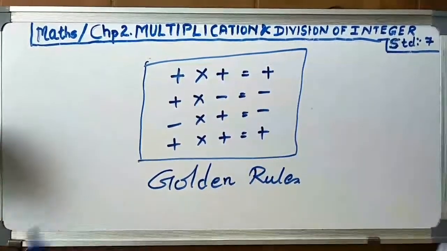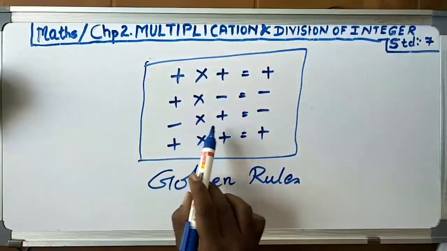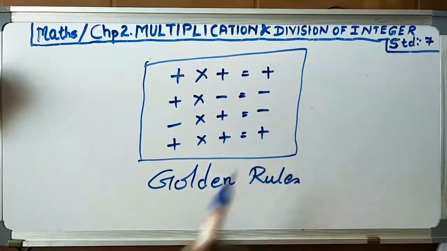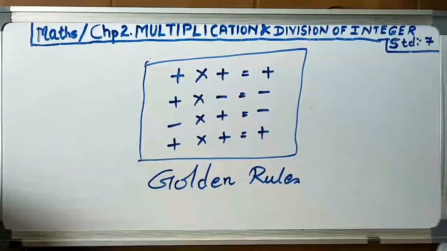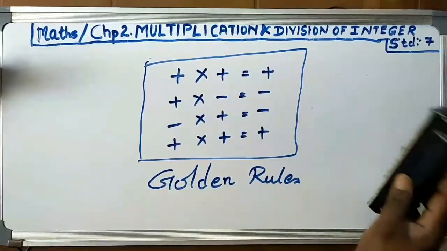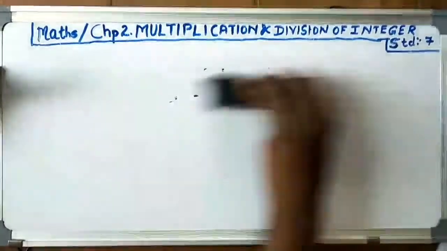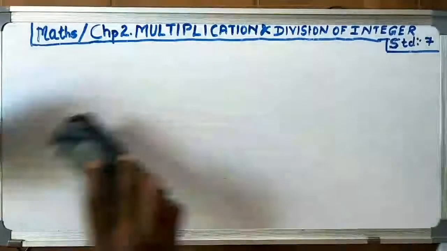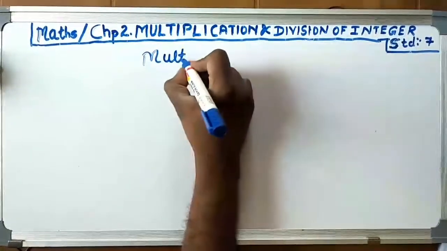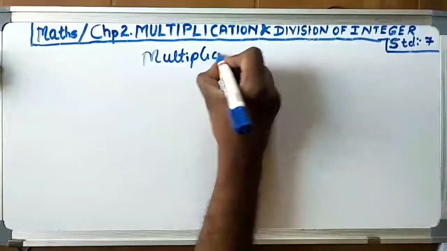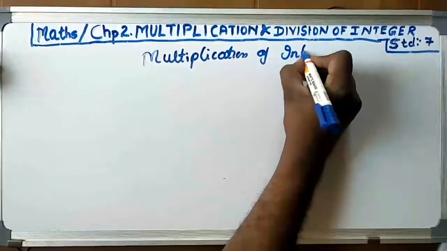These are the golden rules. Plus into plus, plus. Plus into minus, minus. Minus into plus, minus. Minus into minus, plus. You remember this very well so that in future this sign will help you very much. Now let us start with the multiplication of integer.